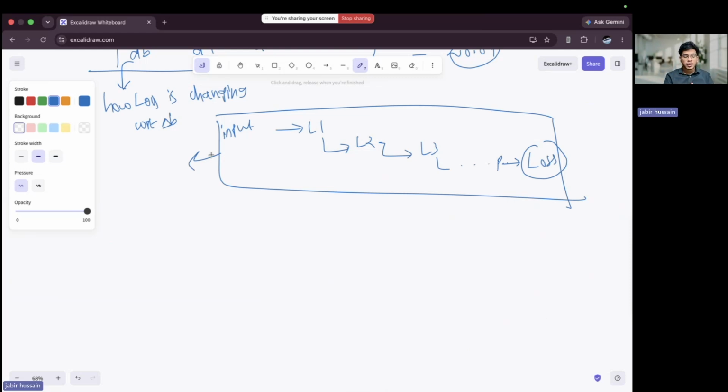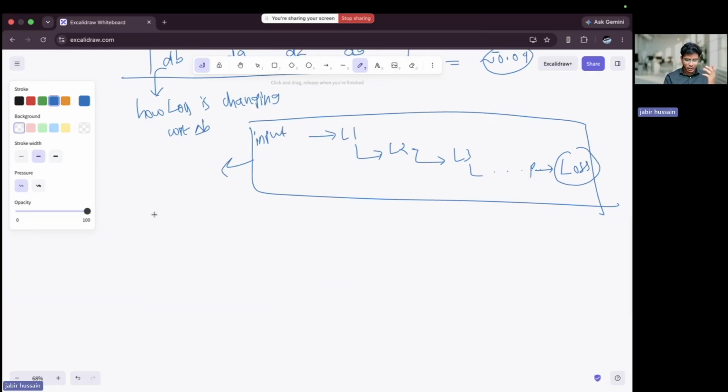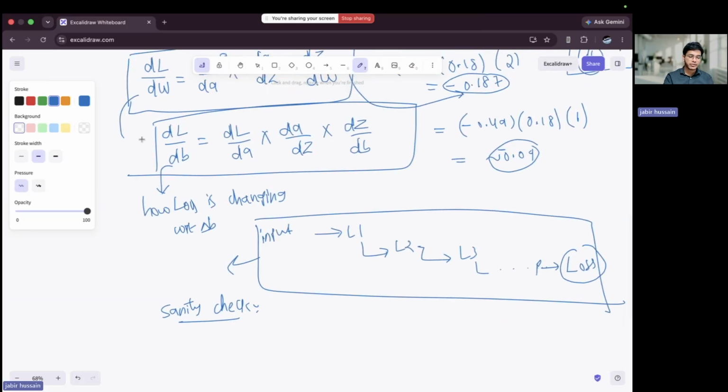Got it? Now, I think that's pretty much it. And there is also one more thing which I want to talk about, the sanity check. A sanity check is a verification method which tells whether the derivatives you got are correct or wrong.